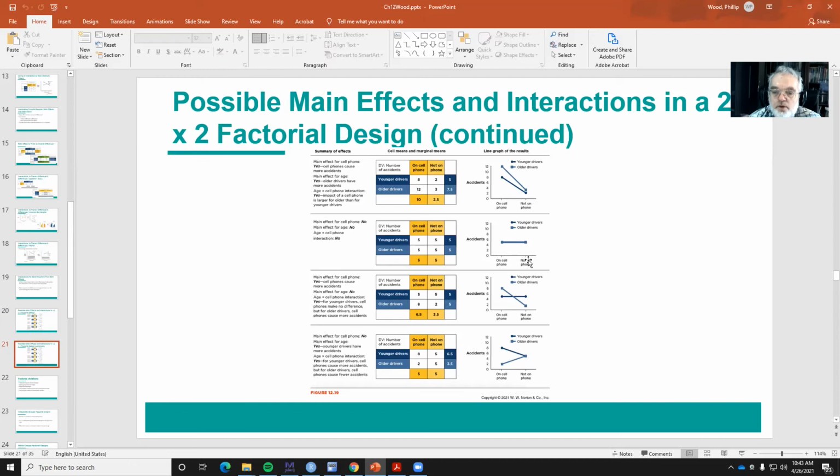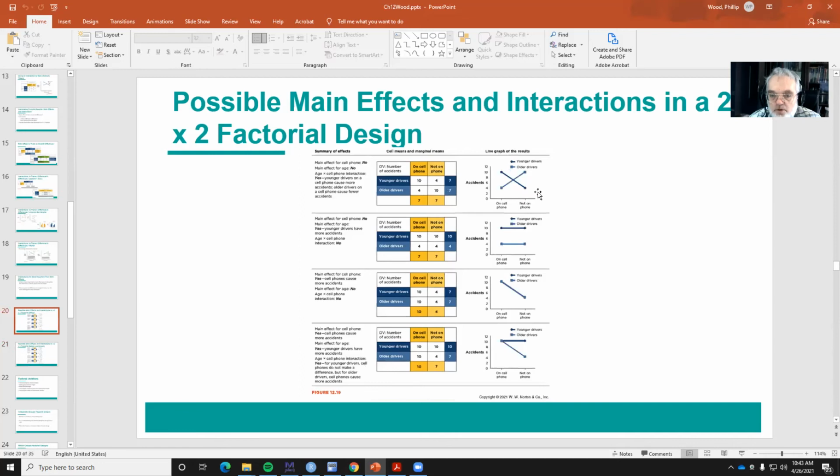And in this particular case, I don't have any effects. I have no main effect for being on the cell phone or not on the cell phone. And I have no main effect for whether you are younger versus older. And there's no interaction going on. So the pattern of the marginal means for this scenario looks the same as the pattern for the marginal means we started out with. It's just that in this first example, we have an interaction going on.